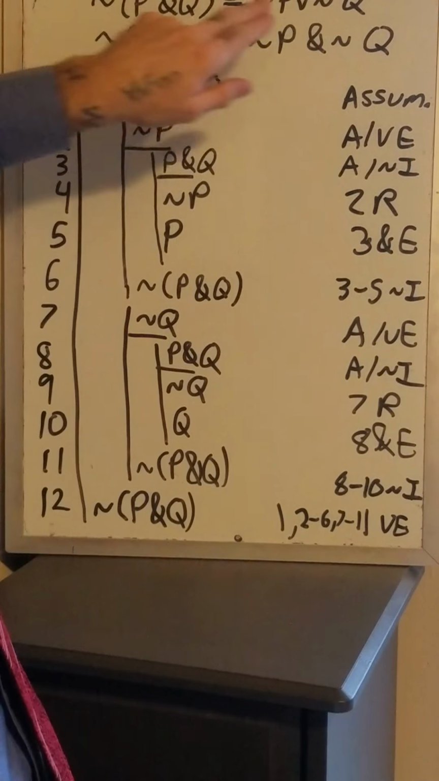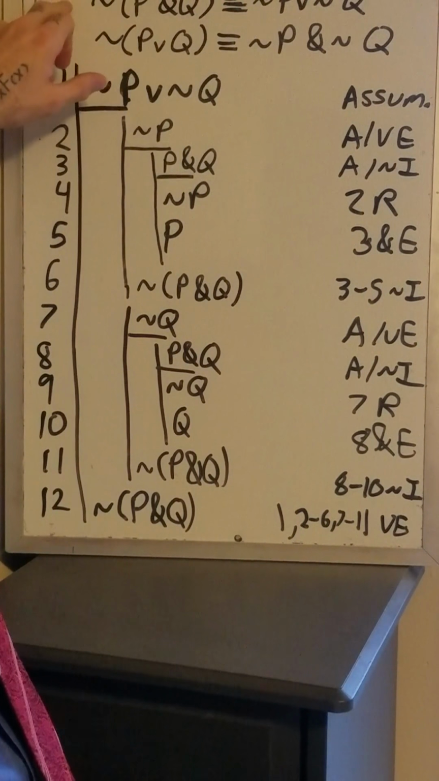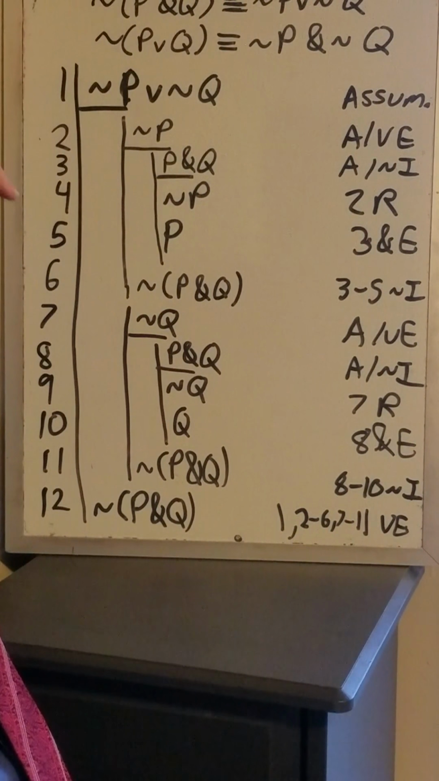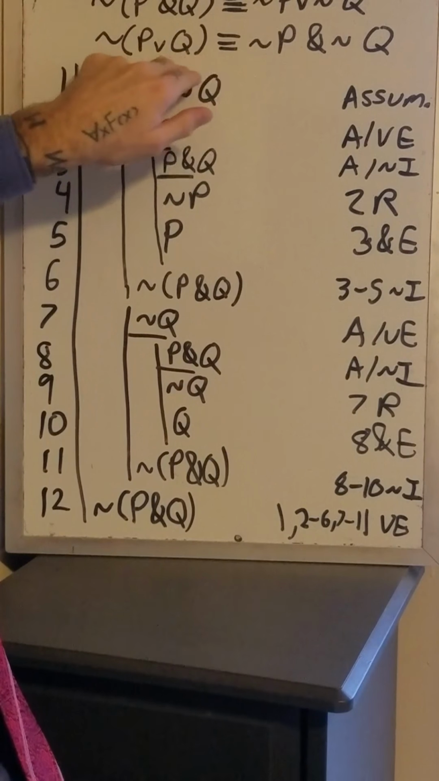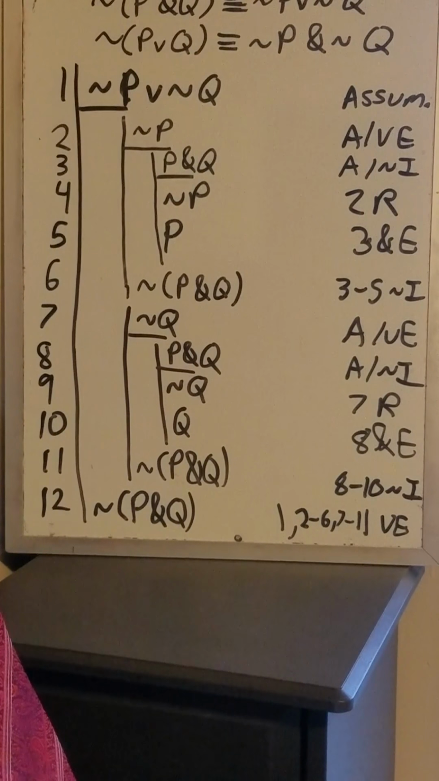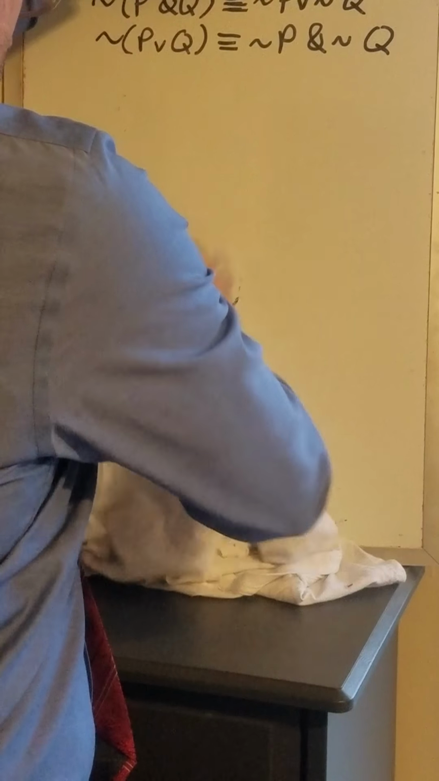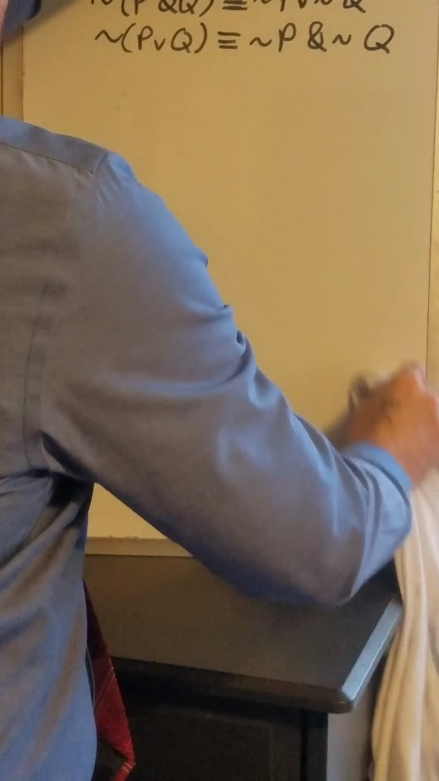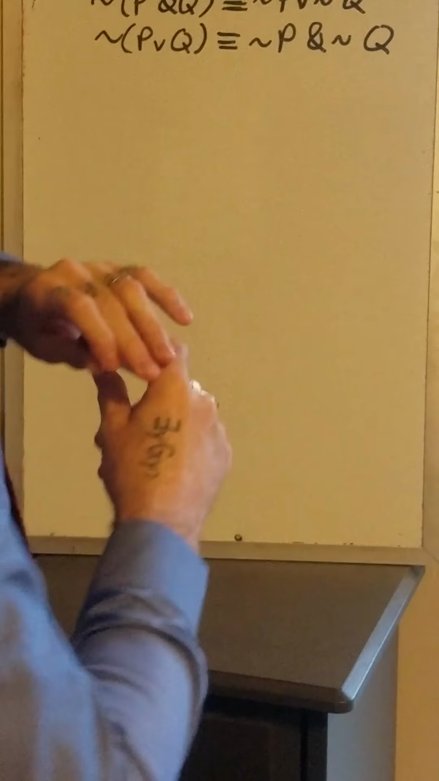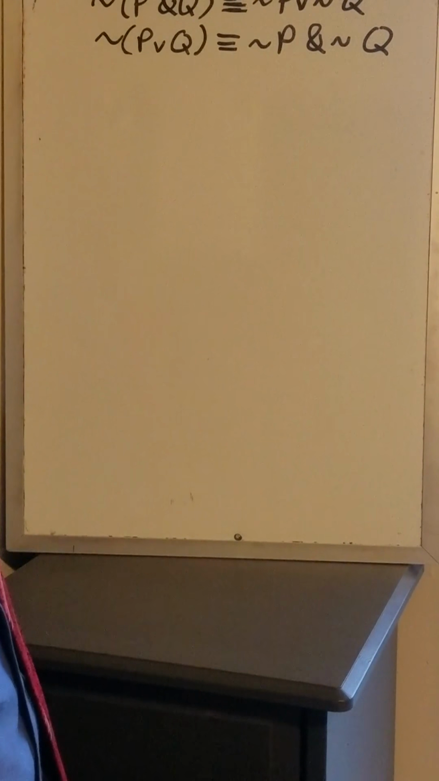All right, so that concludes this direction. So we have this first version of De Morgan's law done. Let's go ahead and take a look at this other one of De Morgan's laws, this other replacement rule. So let's go ahead and do left to right first.